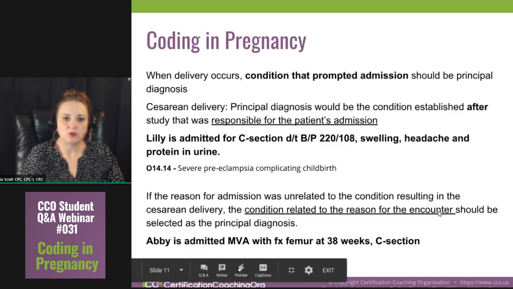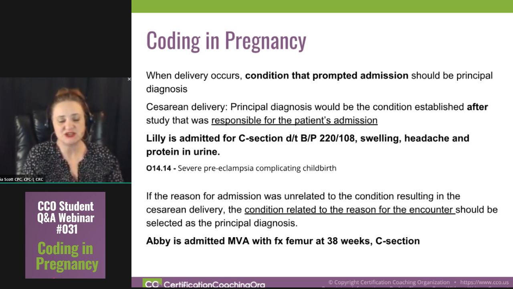Another scenario: when you deliver, the condition that prompted the admission would always be the principal diagnosis. That's the standard rule, right? But let's say the condition is established after the delivery and is responsible for the patient's admission. The example I thought up was Lily is admitted for a C-section due to blood pressure of 220/108, swelling and headache, and protein in her urine. Well, that's preeclampsia. So what is the primary diagnosis? It's O14.14. She's preeclamptic, and you have to deliver or you have a stroke.